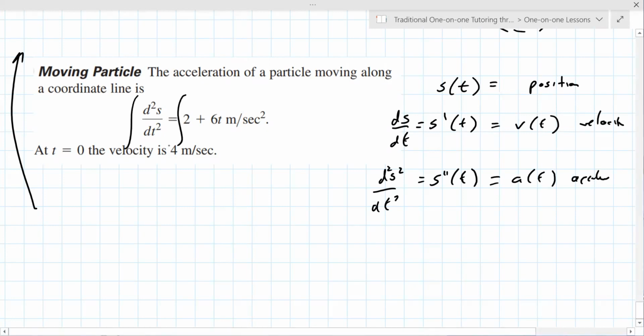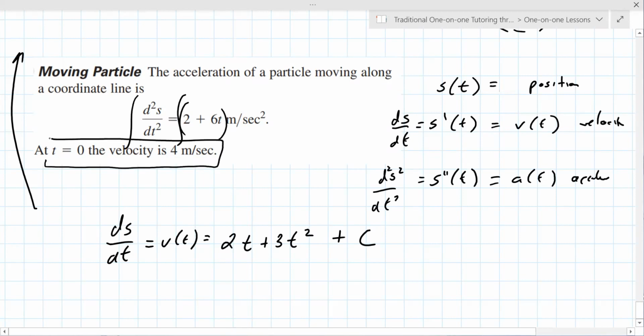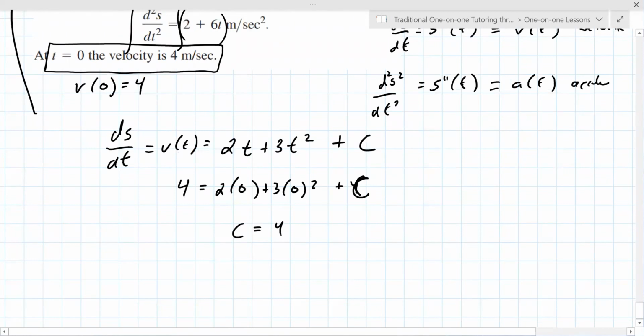So we're going to integrate both sides of this. On the left side, when you integrate it, you get ds/dt, or you can write v of t. On the right, this is power rule: 2t plus 3t squared plus c. This right here is an initial value. It says that when t is 0, velocity is 4, v of 0 equals 4. So 4 equals 2 times 0 plus 3 times 0 squared plus c, and you get that c equals 4. So your v of t is now 2t plus 3t squared plus 4.